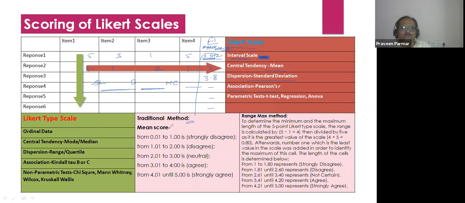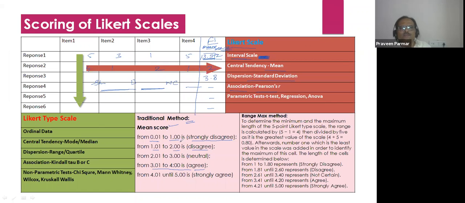The traditional one was the mean score technique we used there, but it was not scientific. As you see here, from 0.01 to 1, it would be strongly disagree, and 1.01 to 2 is disagree. In this way, we are getting the intervals. So this value 3.5 will lie here and it would be agree as per this traditional method.